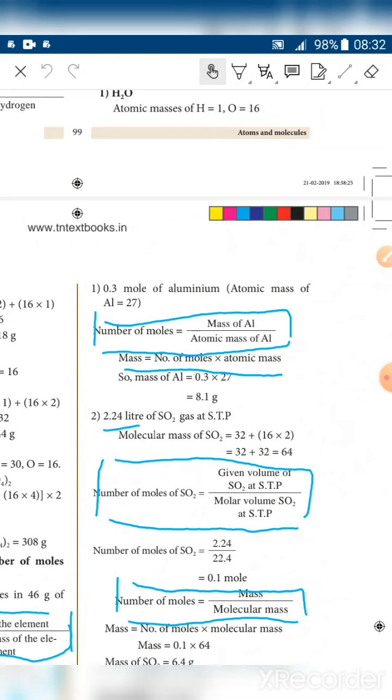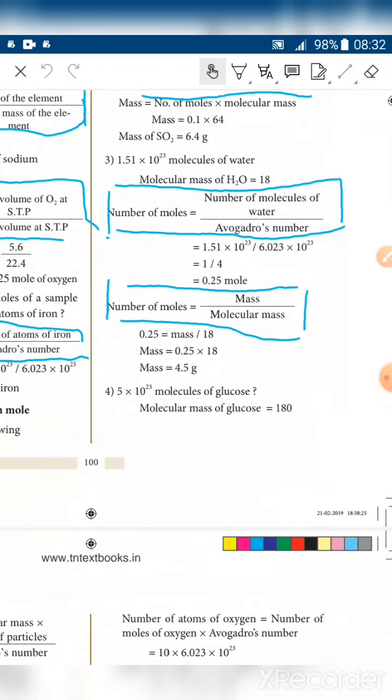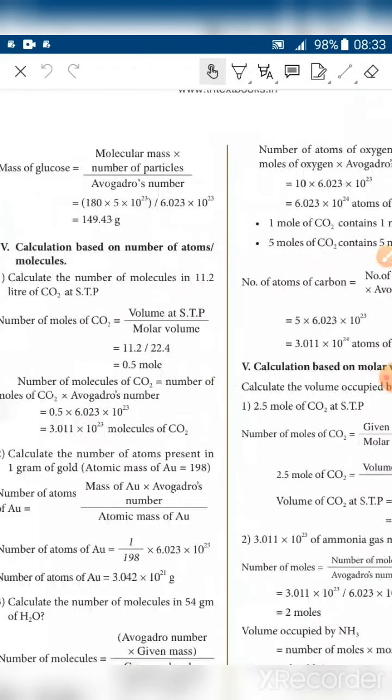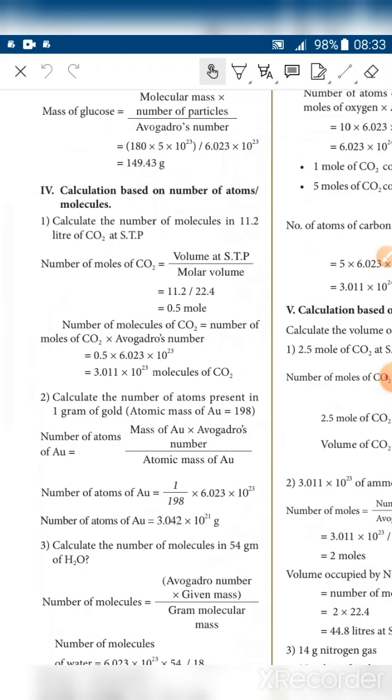Atomic mass can be referred from the periodic table. In the modern periodic table, atomic numbers and atomic masses are given. Also some examples are given in the book itself. You can refer to it, or the Clerk's table log book also contains the atomic masses of the elements. Then, how to calculate the number of molecules in 11.2 liters of carbon dioxide at STP?